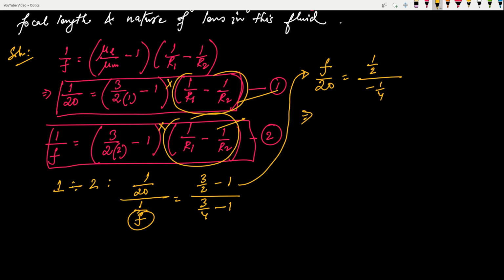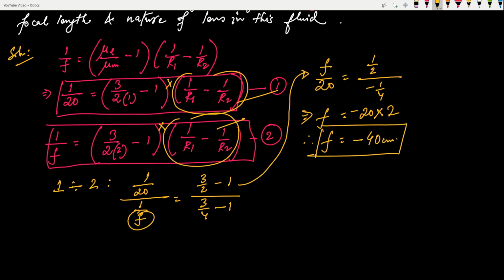Now things are simple. Now F can be written as 20 multiplied by 2, and the minus sign will come up here. So we can see therefore focal length is equal to minus 40 centimeter. As you can see, this is a convex lens and we know that convex lens has a positive focal length. But if you look into the answer, then you can see that the focal length is actually negative, which suggests that the focal length of convex lens is not always positive.